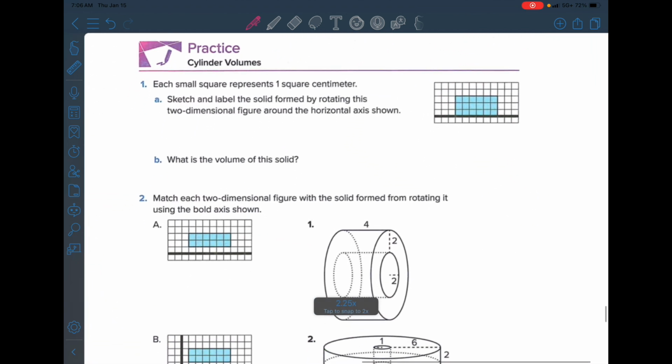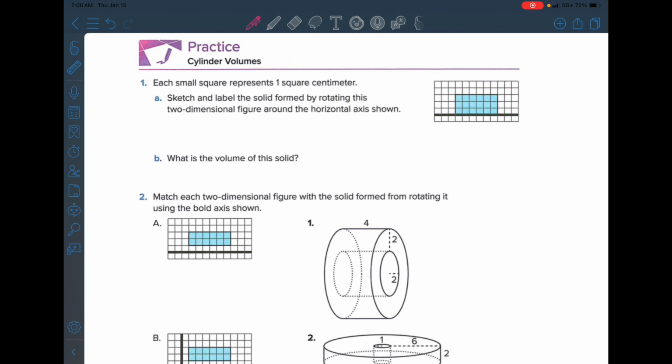So let's go to our purple pages. And number 1 says each small square represents 1 square centimeter. Sketch and label the solid. So you don't have to do it laying down. You can do it like this. And my radius would be 3. And you're going to do this a little bit neater than me. And my height would be 1, 2, 3, 4, 5, 6. And then you're going to find the volume. Capital B times H. And my capital B is pi r squared times the height of the cylinder.